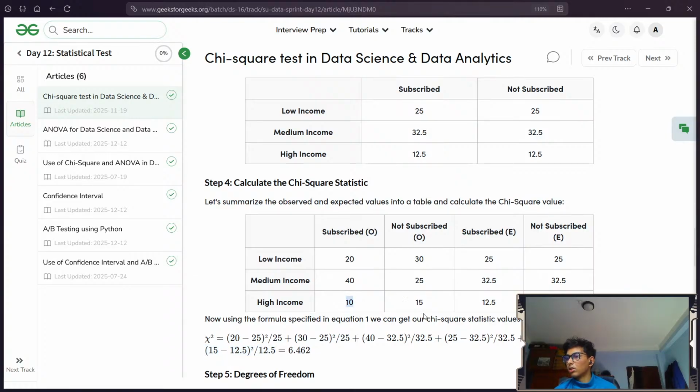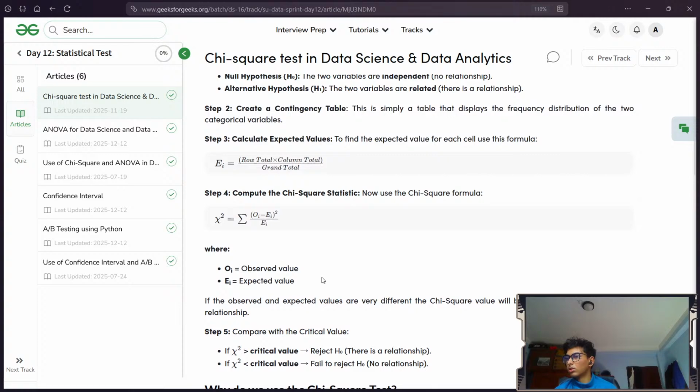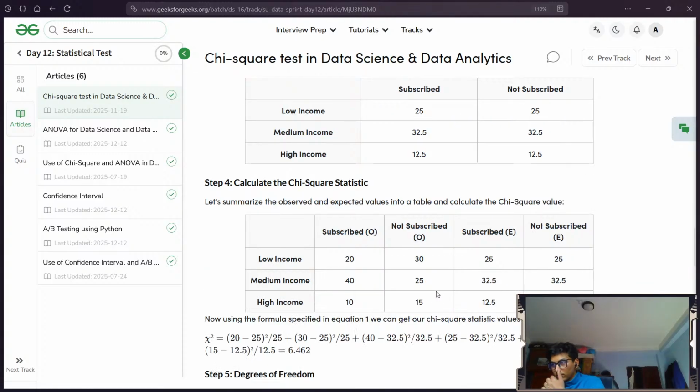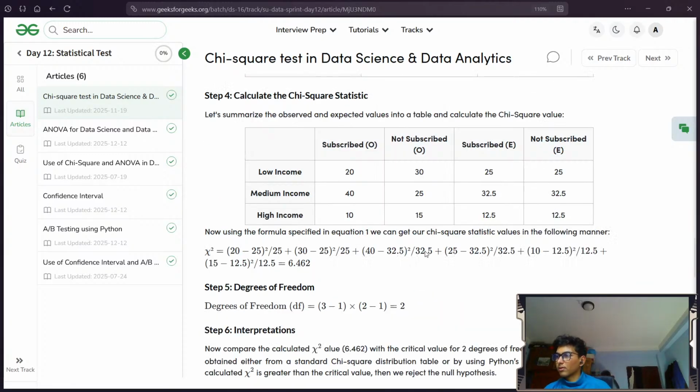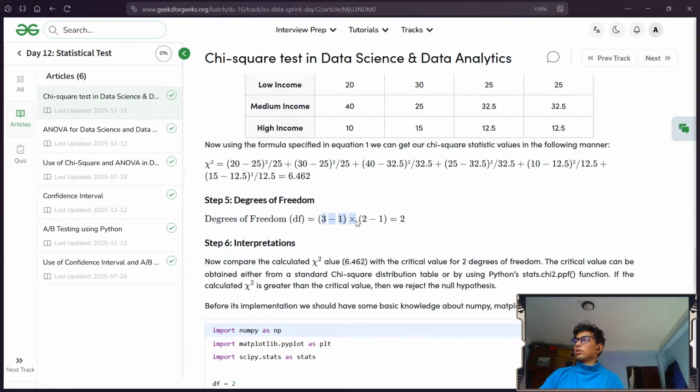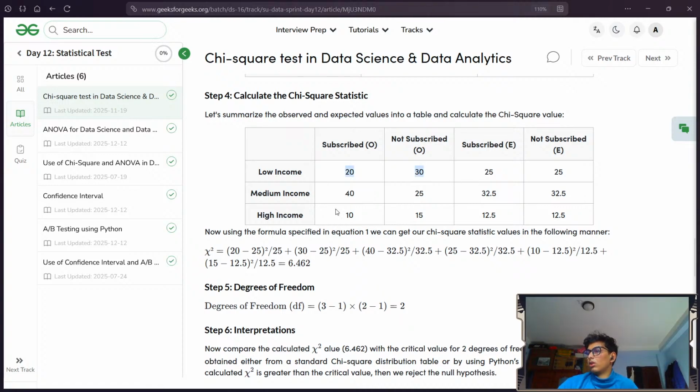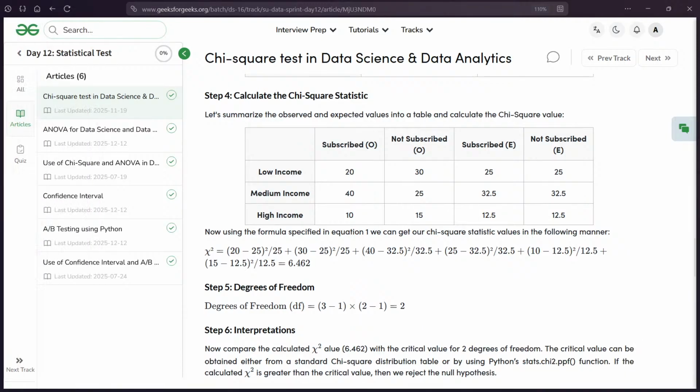Observed, expected. This for this, this for this, this for this. The degrees of freedom is rows minus 1 into columns minus 1, which gives 2. There are 3 rows and 2 columns: 1, 2, 3 rows, 2 columns.